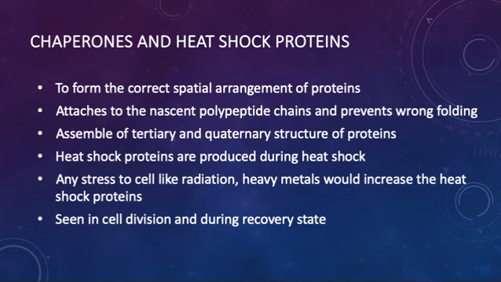There are several heat shock proteins that are produced during heat shock, that is any stress to the cells like radiation or heavy metals, which would increase the heat shock protein number. We can see this mostly in cell division and also during the recovery state after certain diseases, when the heat shock proteins are increased. So this is about heat shock proteins and chaperones. We will study chaperones a little bit more in detail in the other classes.